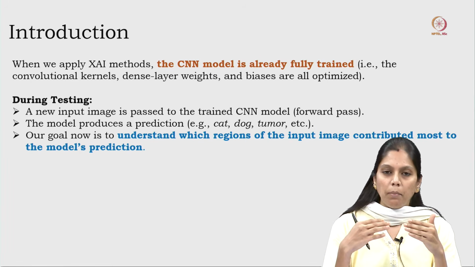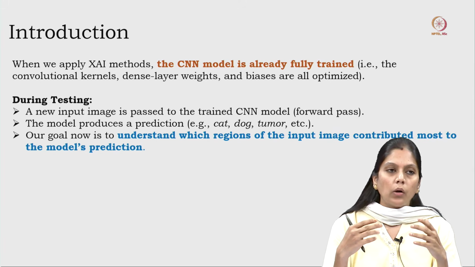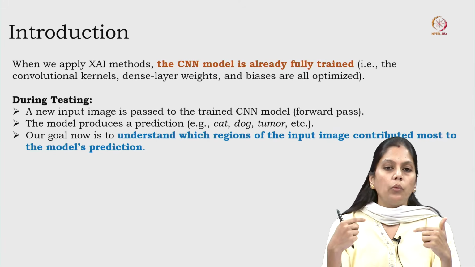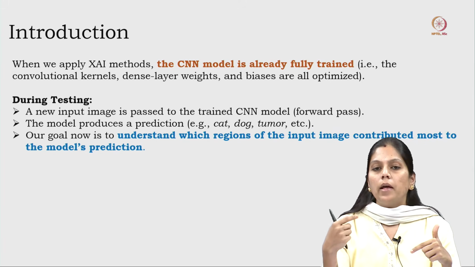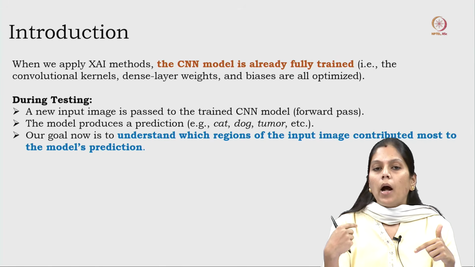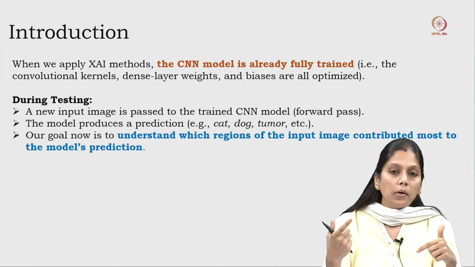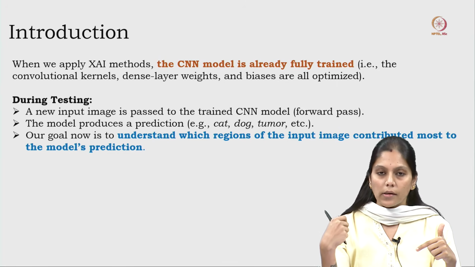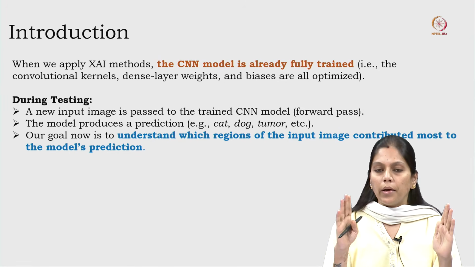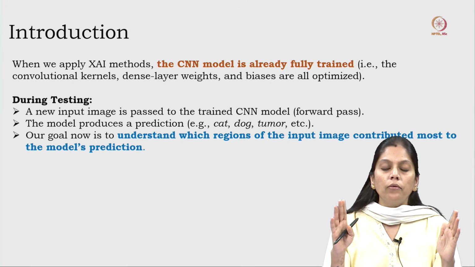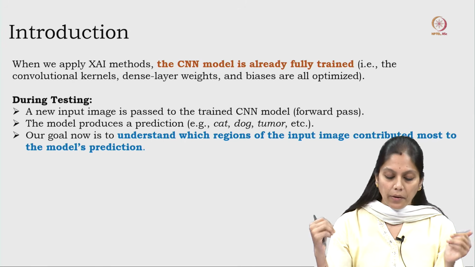Now, whenever we build a CNN model, we build the model, after that we compile it and then we train the model. And at the end of the training, we see the training accuracy and the training loss. So, this will give us clarity on how well the model has been trained.